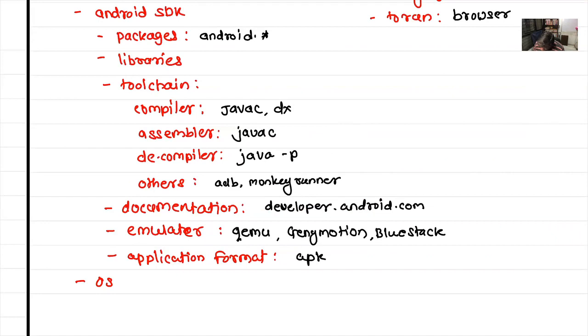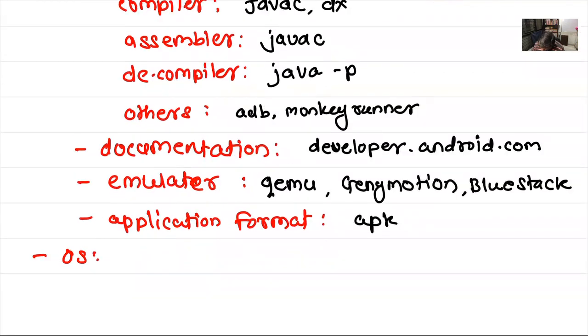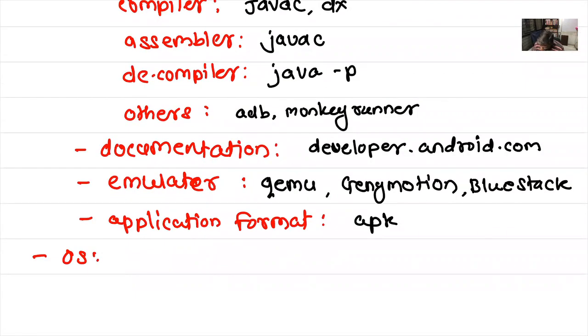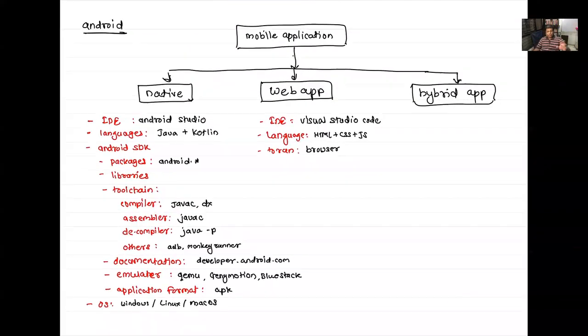So this is the operating system. You can develop an Android application on Windows if you want to, or Linux, or macOS. So there is no such restriction. But when you are going for iOS development, you cannot develop an iOS application on Windows or Linux. You have to have a macOS there. So things will become a little bit crazier when you are developing the same application for both platforms.